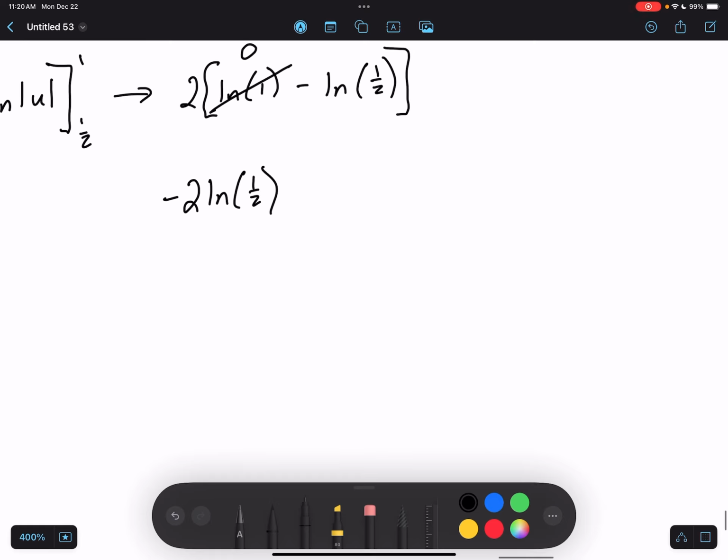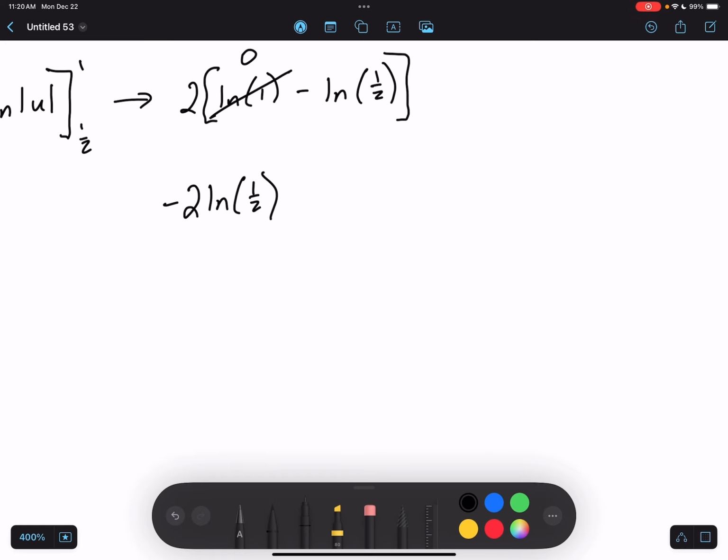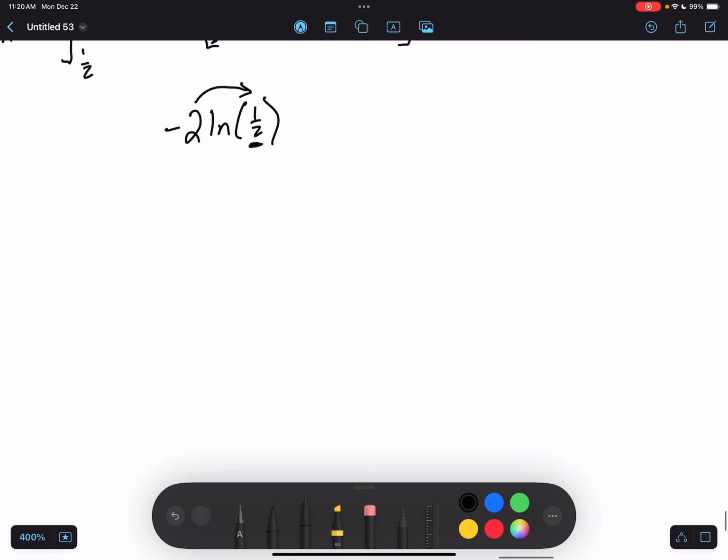And you could manipulate this if you wanted to. You could distribute this negative 2 as an exponent. You could break apart this quotient inside of the natural log to make it 2 different natural logarithmic functions. Typically, though, I would just leave it as negative 2 times the natural log of 1/2. And this is the solution to the integral.